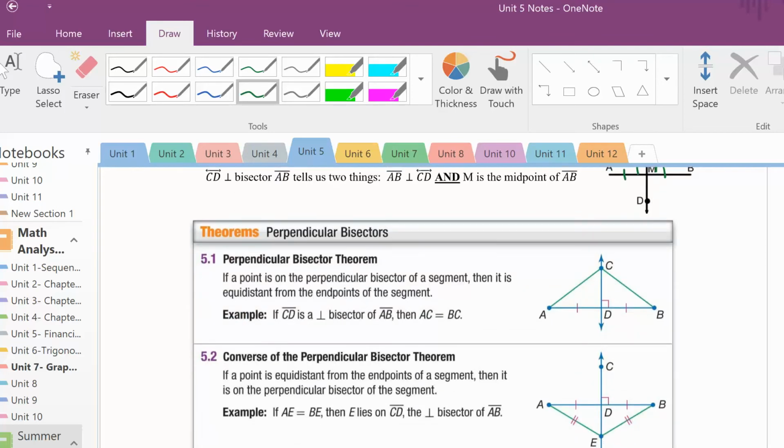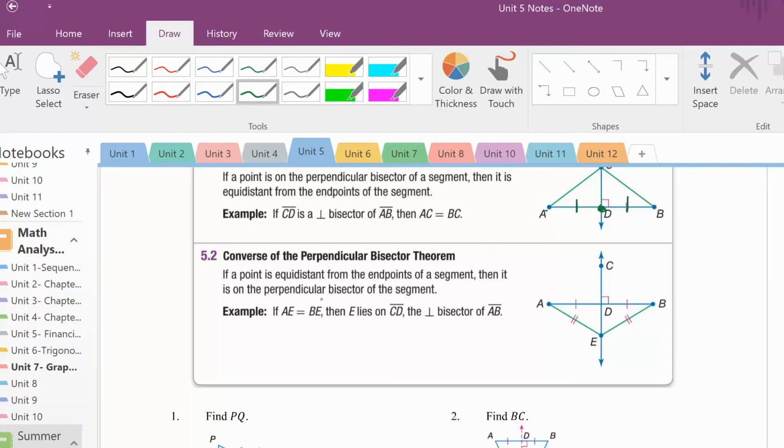So the perpendicular bisector theorem says if a point is on the perpendicular bisector of a segment, then it is equidistant from the endpoints of the segment, right? Because if this is the midpoint, then these two parts are equal, which means it's equidistant from the endpoints A and B. And likewise, if a point is equidistant from the endpoints of the segment, then it is on the perpendicular bisector of the segment. So notice if AE and BE are the same, meaning it's equidistant from E, then that is the perpendicular bisector.